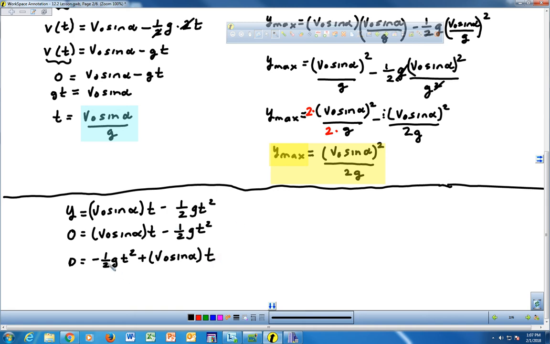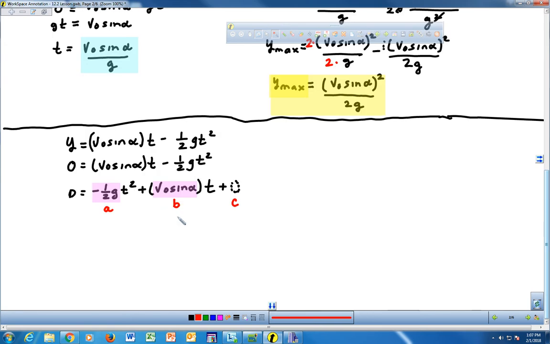So this is like the same as saying, let me just highlight some stuff here for you. This is like ax squared plus bx. And then you see that there is no c. That means it is a plus 0. So we're going to treat it as a quadratic equation in which this is a, this is b, and this is c. So we can use the quadratic formula to find the time that it takes for this object to hit the ground. And that is going to give us basically the time that it's going to take for it to cover the total distance, which is going to help us calculate the flight time.